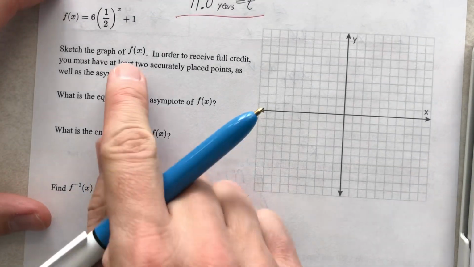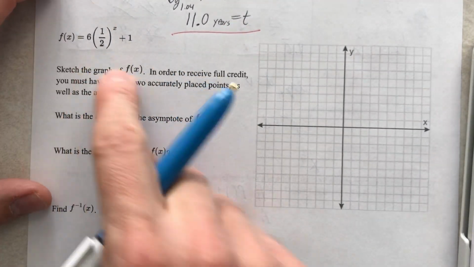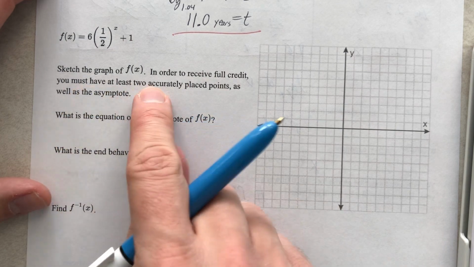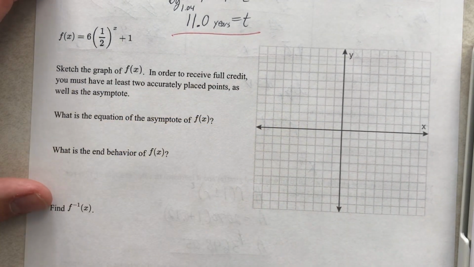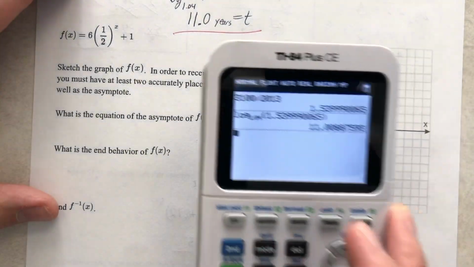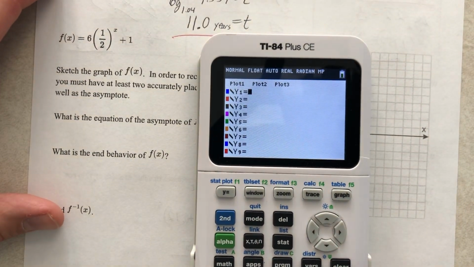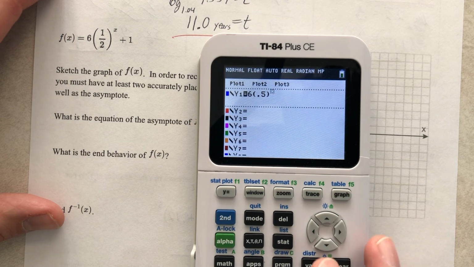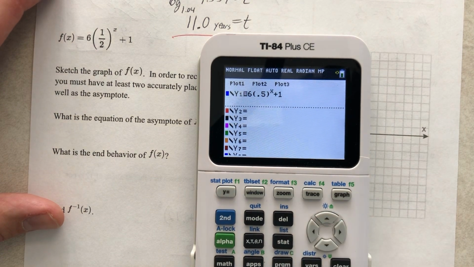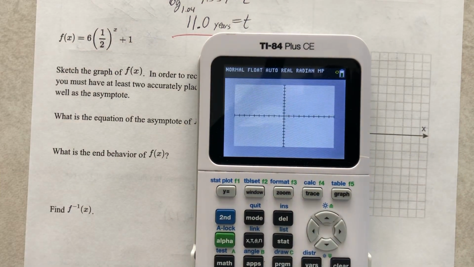Okay, we're going to sketch the graph of this function. And in order to receive full credit, you have to have at least 2 accurately placed points as well as the asymptote. So I'm just going to jump right in. Desmos is going to be a lot clearer than this calculator, but I'm going to do it this way anyway. To the x, and then plus 1. And I'm going to just go to a standard window, and I'm going to graph it. What you see on the graph here is what I'll put on my paper.